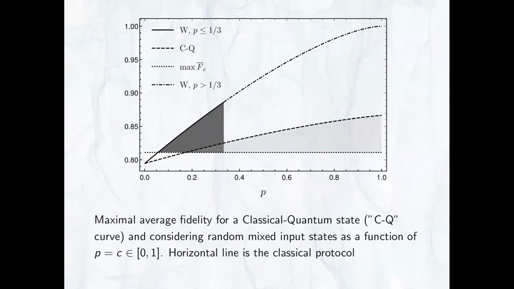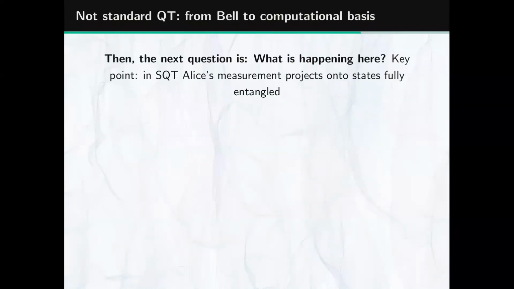Here is the average fidelity corresponding to these resource states. Here, when I take P equal to C, then we can see that we could have a useful protocol even when the resource has no correlation of any kind, no quantum correlation of any kind. Then now, the next question is: what's happening here?